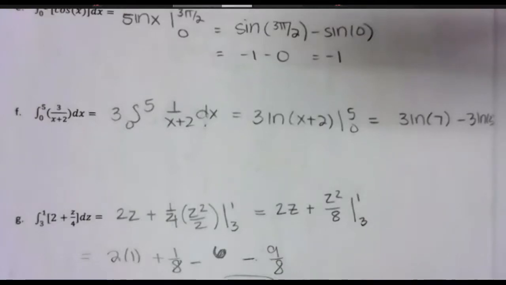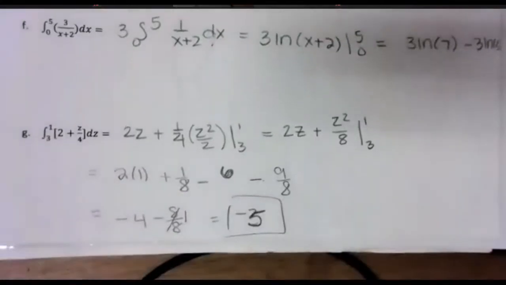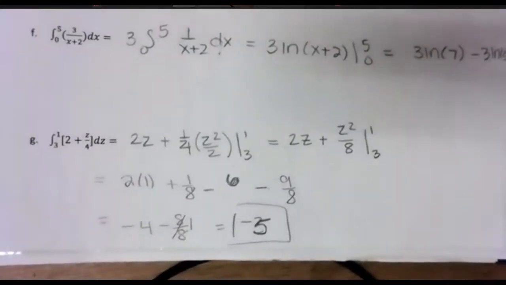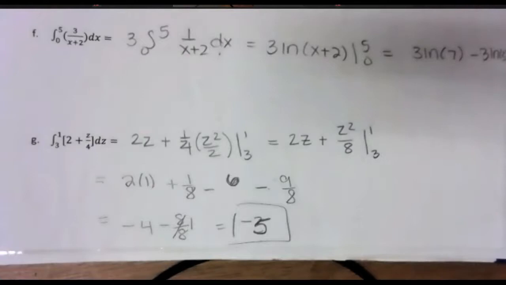And then down at the bottom, just because z was part of a fraction didn't make it a fraction. So you had 2z, and then it became z squared. So that gave you a half times a half, or a half times a fourth, which gave you an eighth.